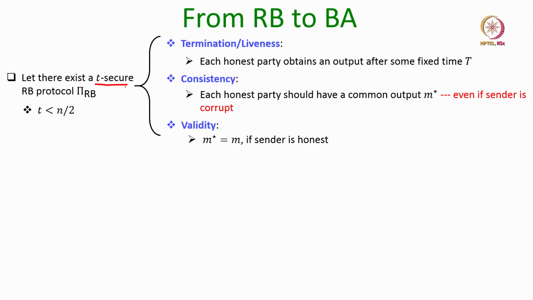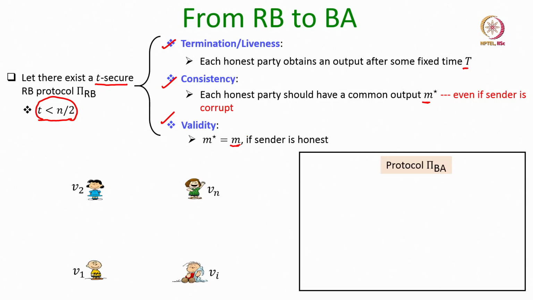When I say t-secure RB protocol, I mean it satisfies all the three requirements of reliable broadcast, even if up to t parties in the system get corrupt during the protocol execution, and imagine t is strictly less than n by 2. That means after time T everyone will have some output, that output will be a common output even if the sender is corrupt, and that common output will be the sender's message if the sender is honest. All these three properties are satisfied.